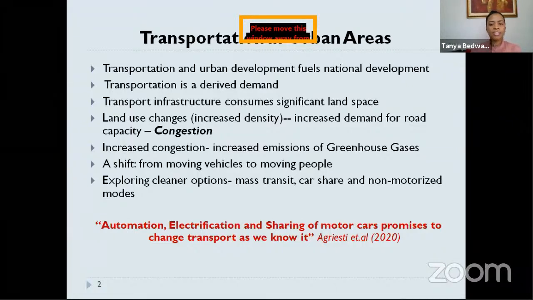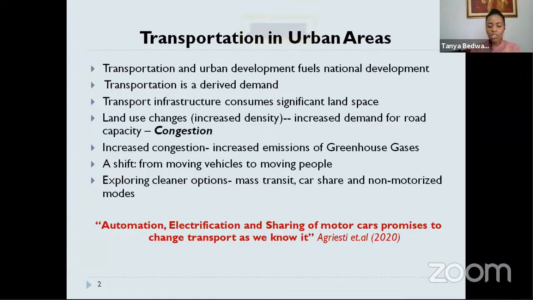Now, transport is considered a derived demand. We talk about the change in land use density in urban areas, which, as Dr. Joe stated earlier, can be a good thing and can be a bad thing. It's important that it's managed, and derived demand will certainly be associated with increased density because people travel for a reason. This is what drives, for example, the incidence of congestion within cities that we're experiencing. And we know this has spill-off implications for the concentration and increased emissions of greenhouse gases and the negative impact that has on climate change and even on our urban environment. And it does contribute to the urban heat island phenomenon that the previous presenter spoke about as well.